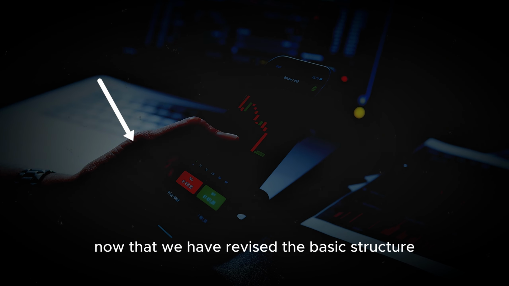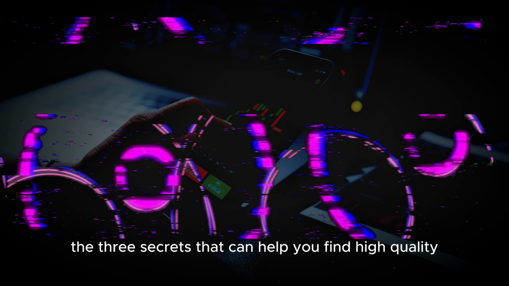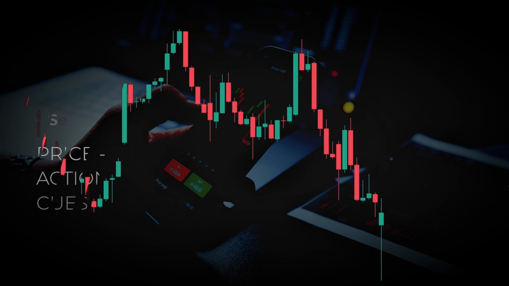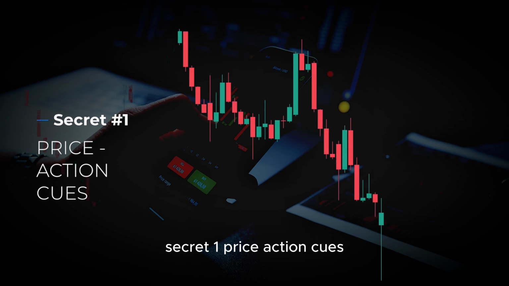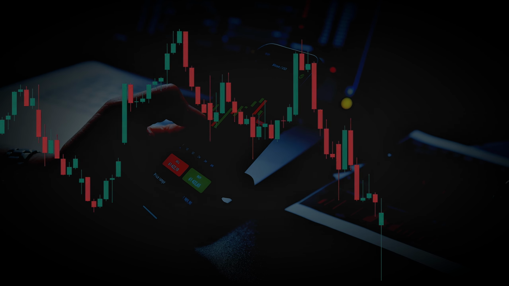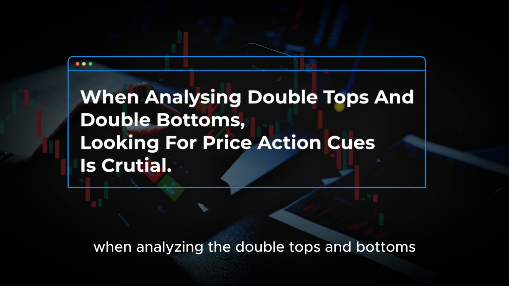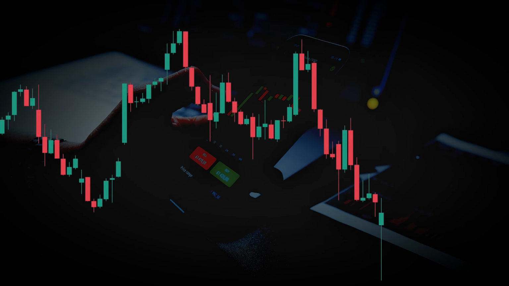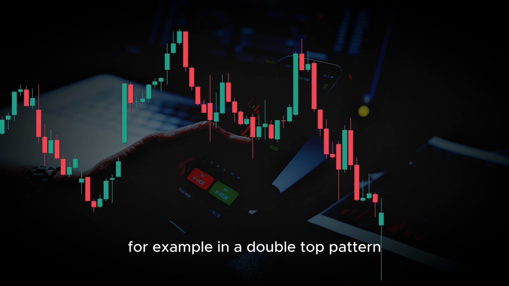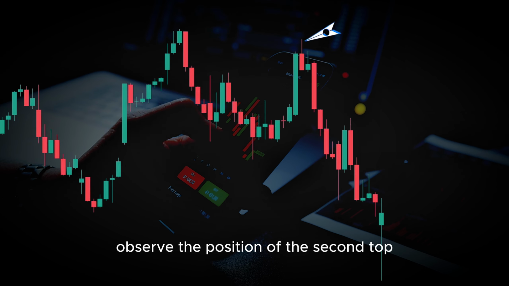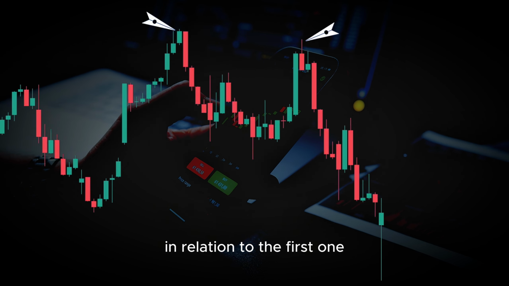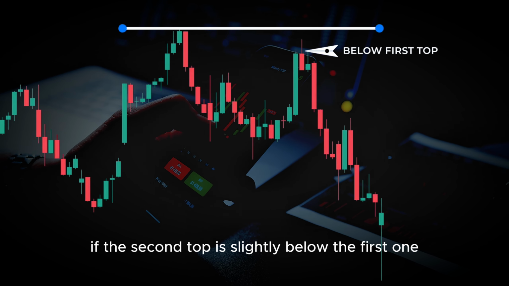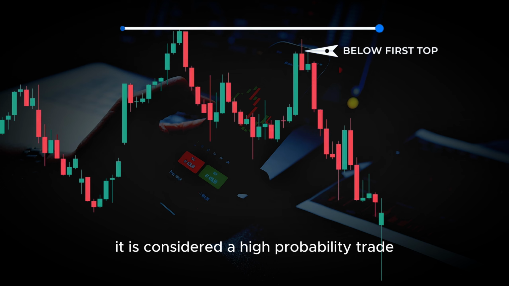Now that we have revised the basic structure, let's move on to the 3 secrets that can help you find high-quality double tops and double bottoms. Secret 1: Price action cues. When analyzing the double tops and bottoms, looking for price action cues is crucial. For example, in a double top pattern, observe the position of the second top in relation to the first one. If the second top is slightly below the first one, it is considered a high probability trade.